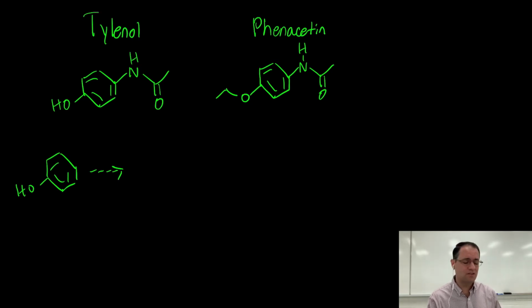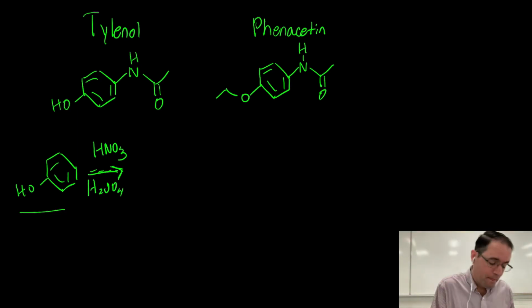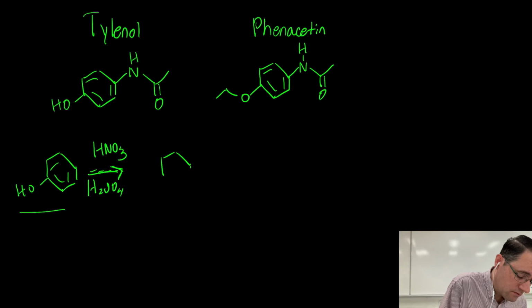and you can see the very similarity between these two molecules. And both of these can be synthesized from phenol. So if you take phenol here on the bottom left and you treat this with nitric acid and sulfuric acid, you'll make paranitrophenol.